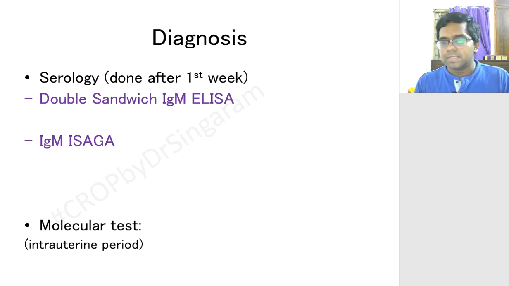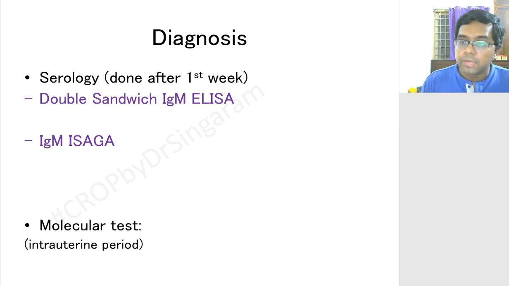Why? Because there could be a placental leak of the antibodies which we are going to test for. So that is why you wait for 1 week and then you can do the test. Now here the point to be remembered is the tests have slightly different names. So please concentrate on the names, they have asked so many times in your exam. The first test is called double sandwich IgM ELISA. This is found to be a much better test compared to the conventional ELISA. It is double sandwich IgM ELISA.